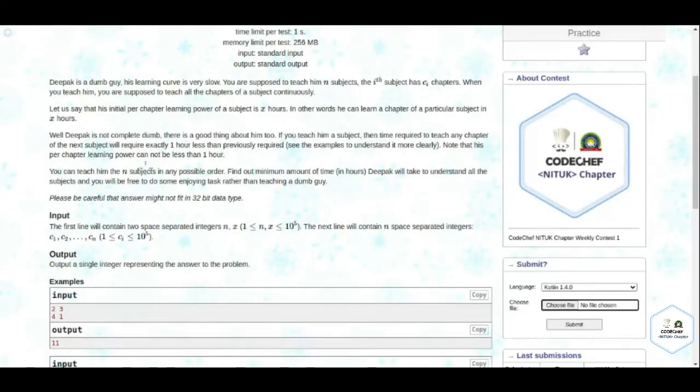So let's read the second question. Deepak wants to learn some subjects. There are total n subjects, and each subject has Ci chapters. When you teach him, you are supposed to teach all the chapters of a subject continuously.